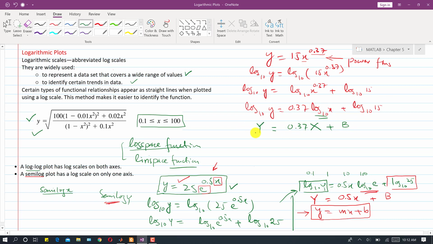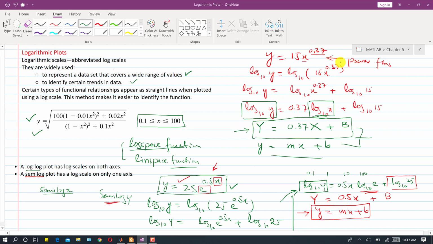Now as we can see, this is also the equation of a linear line. So it is again y is equal to mx plus b. If we compare these, both of these are equations of linear lines. So whenever we plot a power function on a log-log plot, here we can see this is log of x and log of y. When both the x and y values are plotted on a logarithmic scale, we will get a straight line. So whenever we plot a power function on a log-log plot, we will get a straight line.